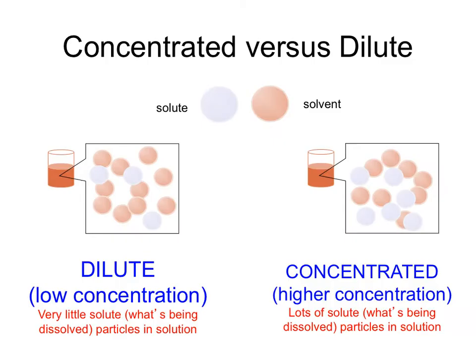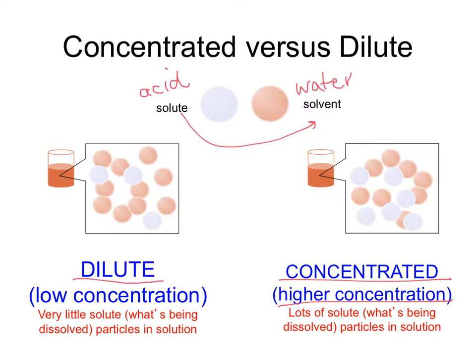Now the other two terms we have to talk about are concentrated versus dilute. These terms refer to how much of a substance is being dissolved in the water. We're going to say that the solvent is the water and the acid molecule is the solute. So solutes get dissolved into solvents. The more solute we put in, the more concentrated it becomes. We say it has higher concentration. The less solute we put in, the more dilute it becomes, and thus the lower the concentration.